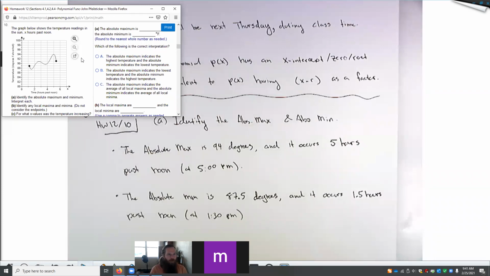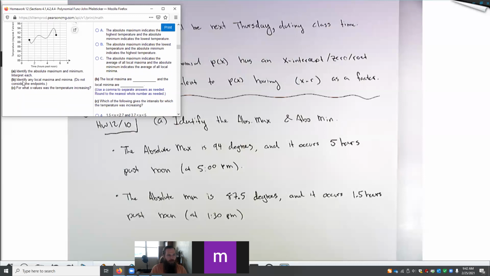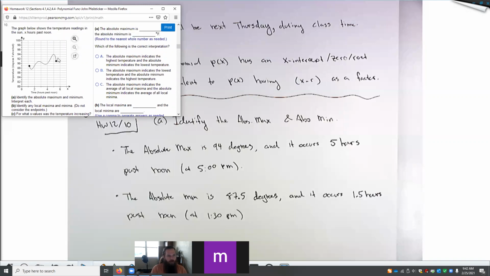Any questions on part A here, how we're finding the absolute min and absolute max? Okay. Let's come down to part B. They ask us to identify any local minima or maxima. And they say specifically not to consider the endpoints. Of course, the endpoints would satisfy those definitions, but they just want us to ask, besides the endpoints, what local mins and local maxes do I have?